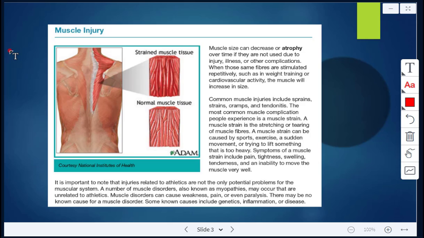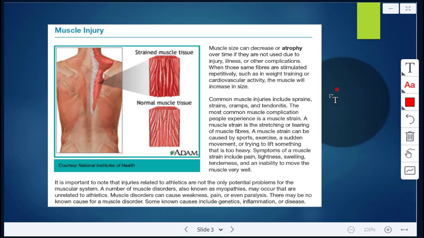So muscle size can decrease or atrophy over time if they are not used, maybe because of injury or illness, or there could be other complications. So when those same fibers are stimulated repetitively, such as weight training or cardiovascular activity, the muscle will increase in size.